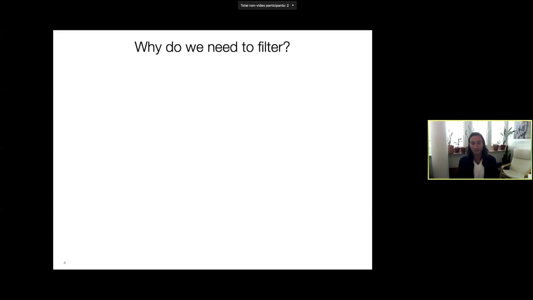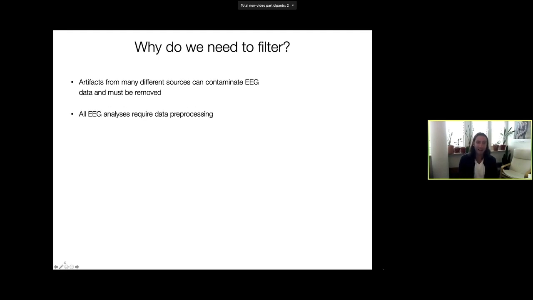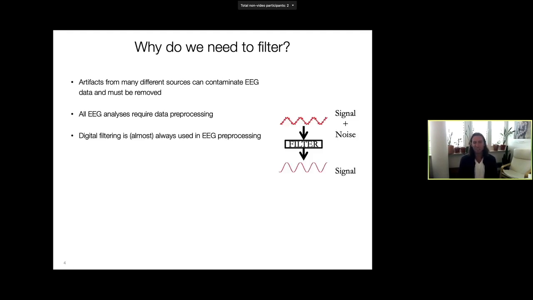Why do we need filters in the first place? EEG is quite a noisy signal, and different types of artifacts contaminate the EEG signal, which might be non-physiological, such as bad electrode contact or power line noise, but also physiological artifacts, such as sweating, eye blinks, or heartbeat. So all EEG analysis requires some kind of data processing. And data filtering is always applied in the process of EEG pre-processing.